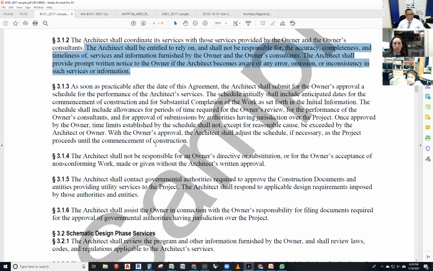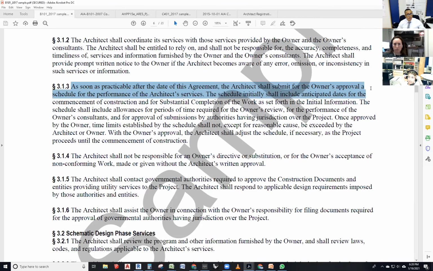So 3.1.3: as soon as practicable after the date of this agreement, the architect shall submit for the owner's approval a schedule for the performance of the architect's services. This sounds a lot like the 821. The contractor shall do that. In this case, we're doing something like that.